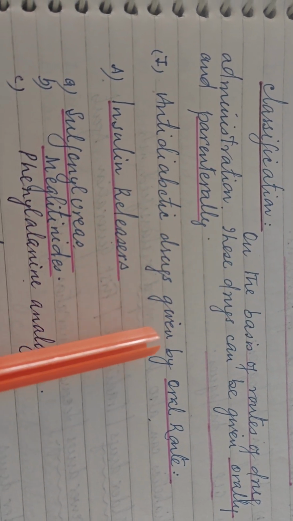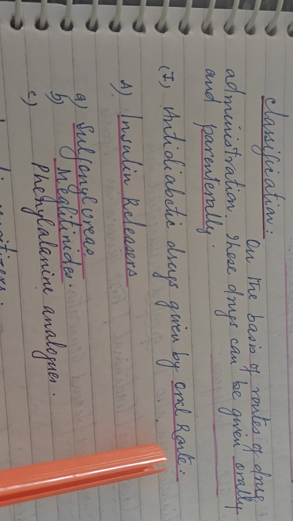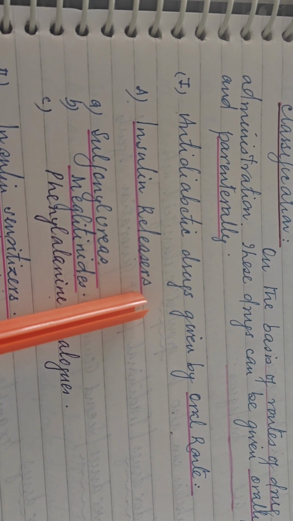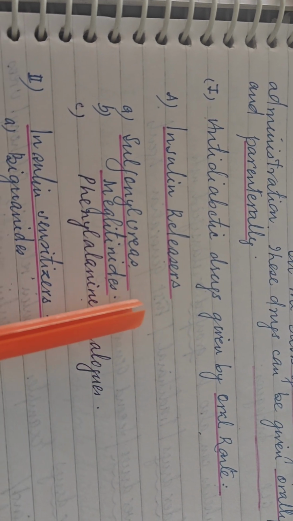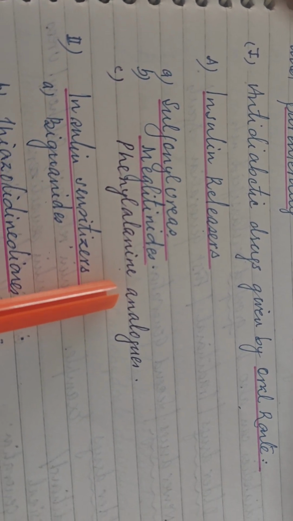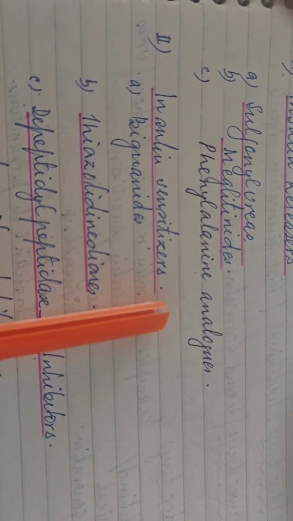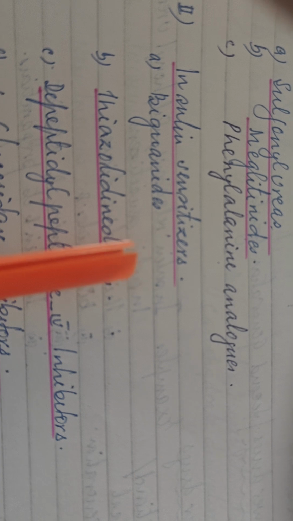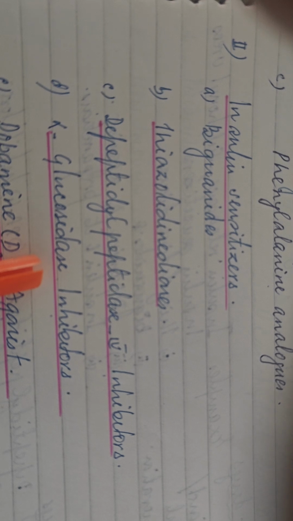So, antidiabetic drugs given by oral route include insulin releasers, that include sulfonylureas, meglitinides, phenylalanine analogs, and insulin sensitizers, that includes biguanides, thiazolidinediones, dipeptidyl peptidase 4 inhibitors, and alpha glucosidase inhibitors, dopamine D2 agonists.